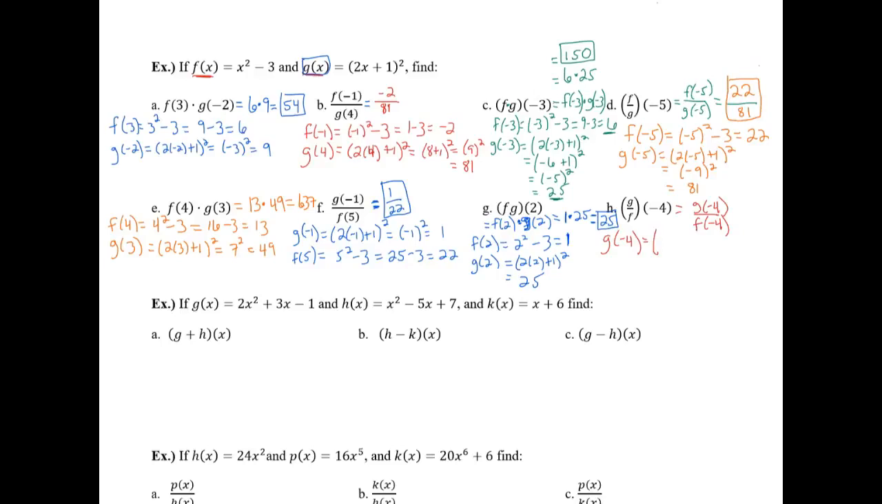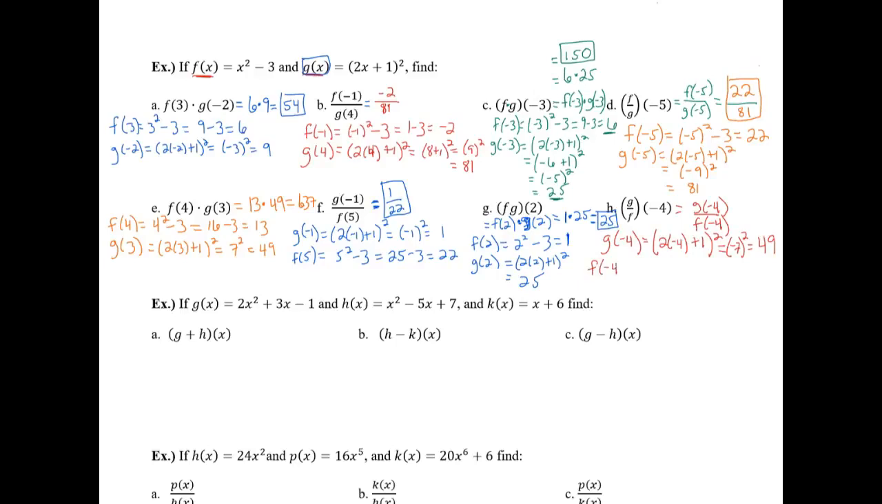Going back to function g, 2 times a -4 plus 1, and then squaring it. So 2 times a -4 is -8. -8 plus 1 would be -7. And then squaring that, I get a +49 because it was inside the parentheses.